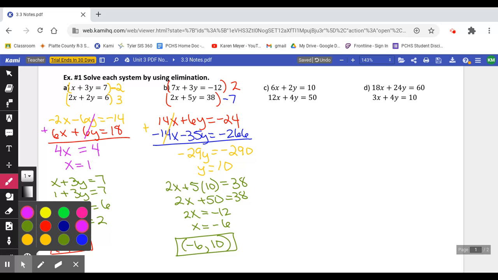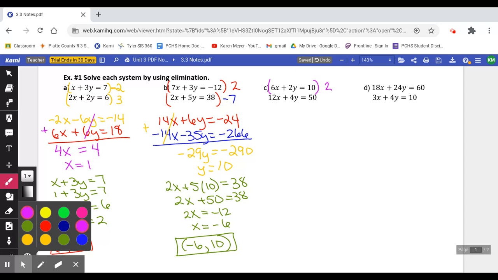Now, just like before when we did substitution, you could still run into those two special cases. So let's talk about that. All right, on C, let's say we want to get rid of y. On y, what will 2 and 4 both go into? Well, the lowest thing that 2 and 4 both go into is 4. So if I want to make the top one say 4y, I would have to multiply it by 2. The bottom one already says 4y, so I don't have to multiply that by anything.